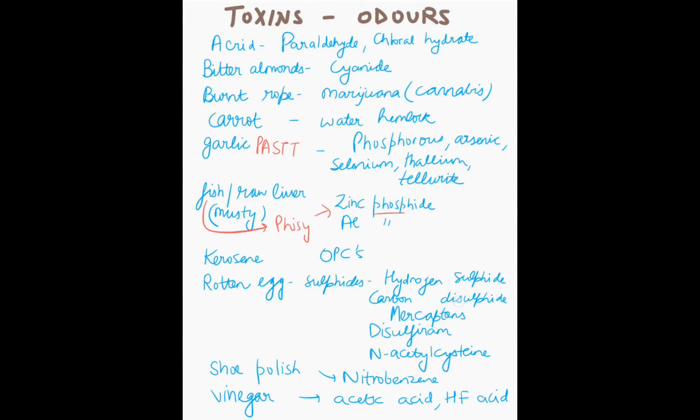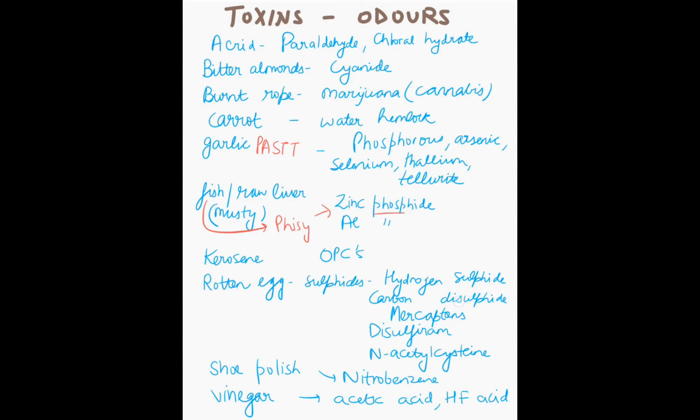Hello everyone. In this video, we will be studying the toxins, their specific odors, their specific antidotes, and the diagnostic tests. First we are studying the odors. The first is acrid smell. Acrid smell is of paraldehyde and chloral hydrate. Then bitter almonds: cyanide. Burnt rope: marijuana or cannabis. Carrot-like: water hemlock. And garlic-like: PAST.